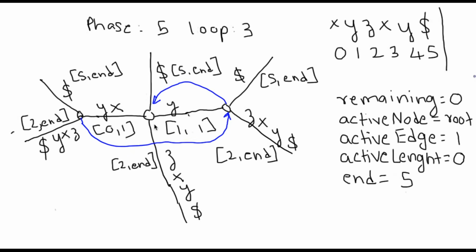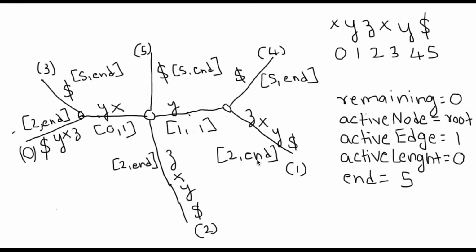For example, for this path here, the total number of characters is 1, 2, 3, 4. So the index for this one will be 6, which is the length of our input string, minus 4, which is 2, which is correct. This suffix is starting from 2, z x y $. So this is the suffix tree with all the indexes set: 0, 1, 2, 3, 4, and 5. This is all I have to talk about suffix tree using Ukkonen's algorithm.